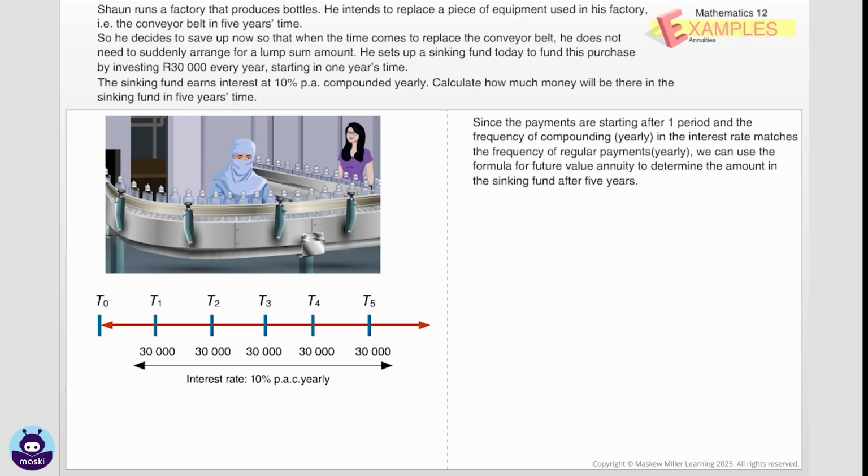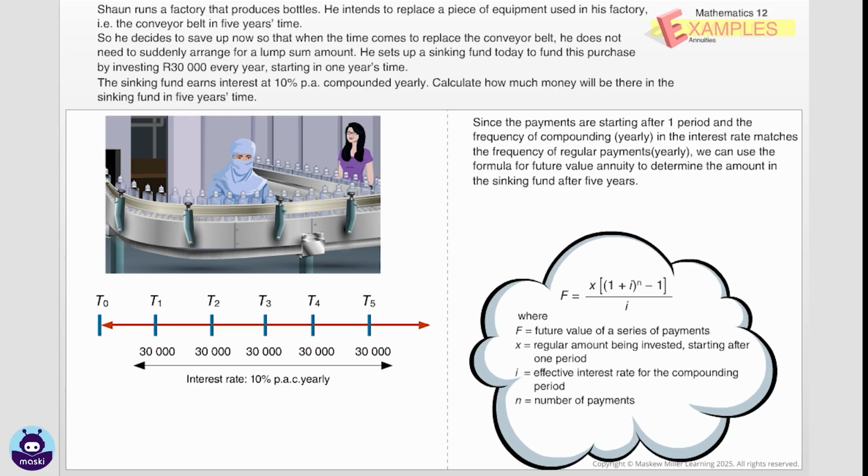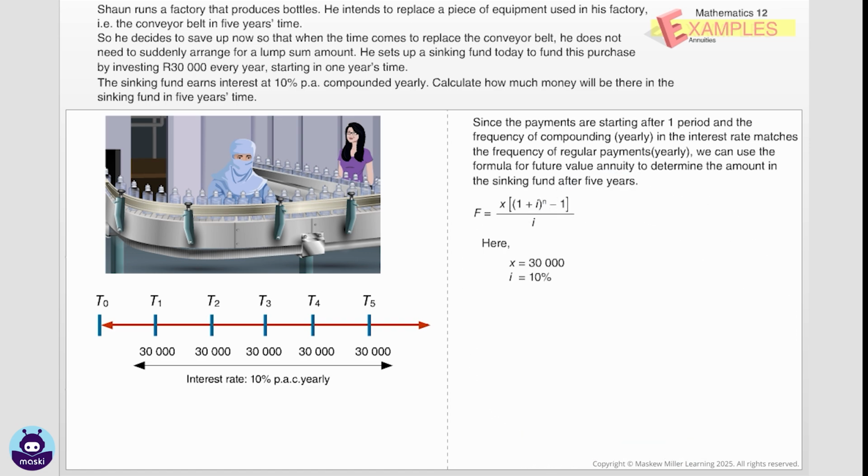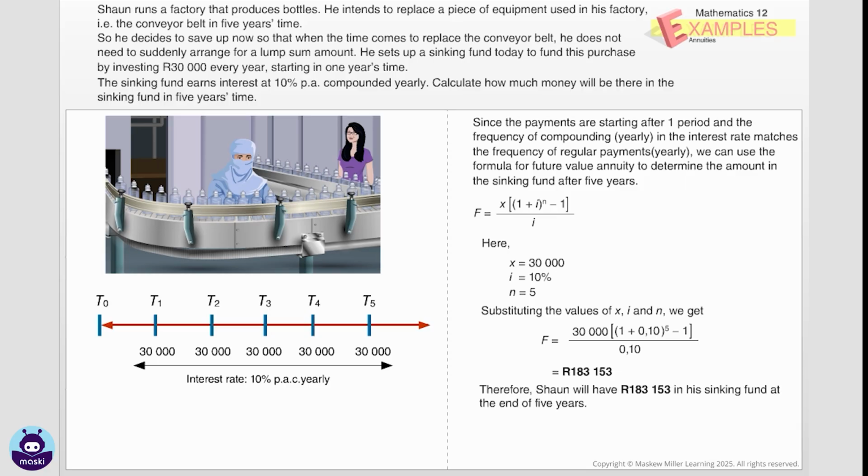Since the payments are starting after one period and the frequency of compounding in the interest rate matches the frequency of regular payments, we can use the formula for future value annuity to determine the amount in the sinking fund after 5 years. Recall the formula for future value annuity that we derived earlier. Here, substituting the values of x, i, and n, we get F equals 183,153 Rand. Therefore, Sean will have 183,153 Rand in his sinking fund at the end of 5 years.